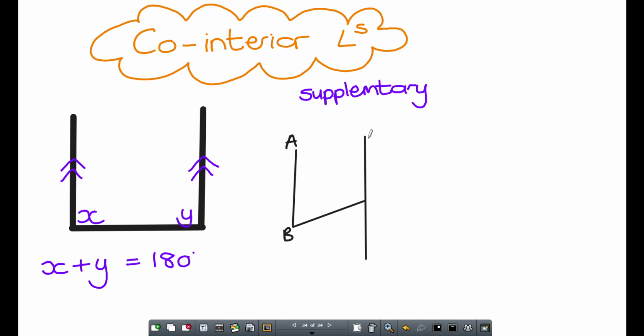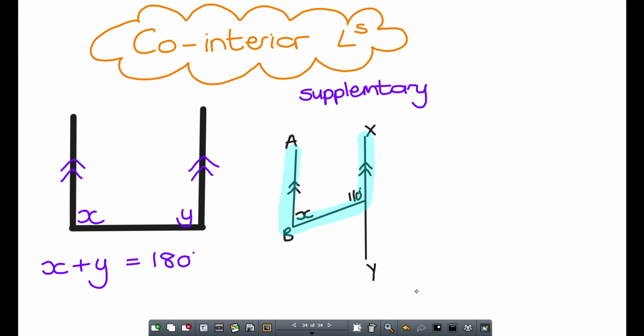A, B, X, Y. And I'm saying that these are parallel to that. And this is 110. And that is X. Okay. Now, what I want you to see is that there is a U. Who sees that? Okay. So can you see that U over there? All right.